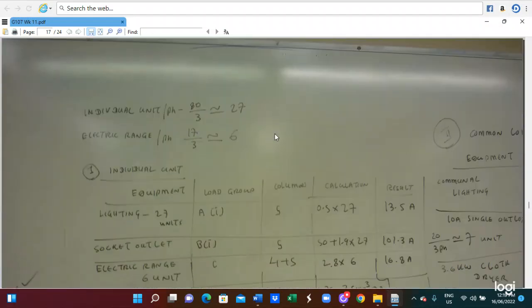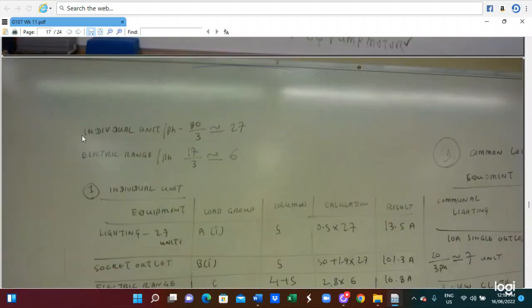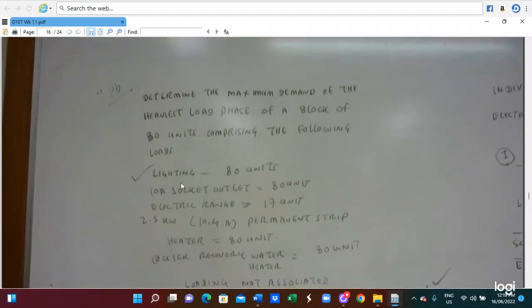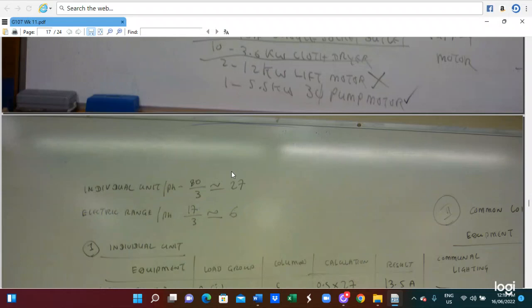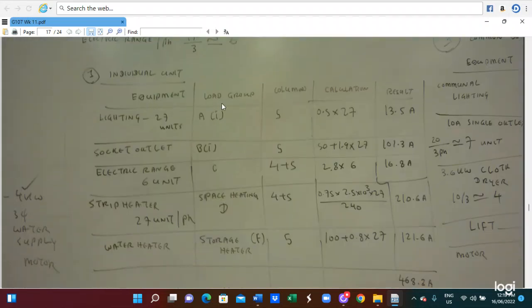So in this case, those loads are connected to the 3 phases. So every phase individual unit per phase is 80 by 3, you get 27. So in this case, all these lighting units are included in 27. Electric range per phase is 17 multiplied by 3, that's equal to 6. So the table has equipment, load group, column, calculation, and result.